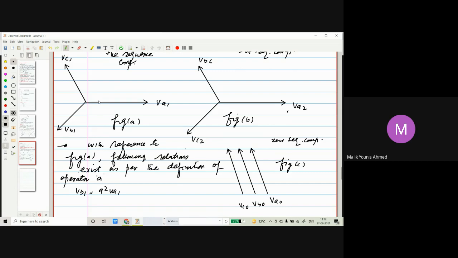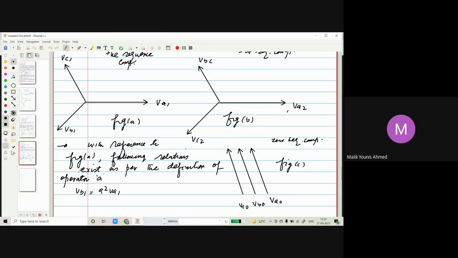The definition of the operator is that it has a magnitude of 1 at an angle of 120 degrees. That's operator A. From VA1 to VC1 is operator A, and from VC1 to VB1 is operator A. A times A will be A squared. So I can write VB1 in terms of A squared VA1 very clearly.